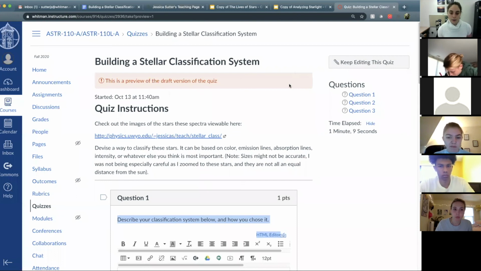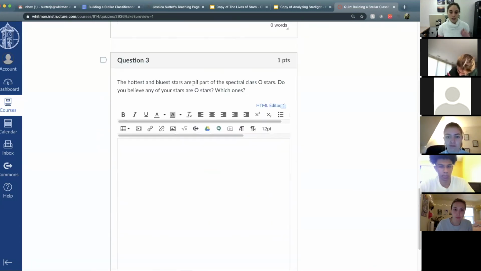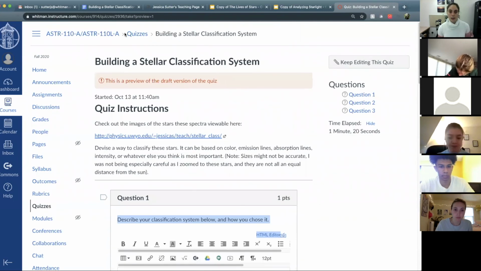And then there are also a few questions where I tell you a little bit about how astronomers classify stars, both by looking at an H alpha line and by looking at colors. So you're going to try to do your best to use that to see how you think astronomers might classify the stars in that image. When we come back together, we'll go more into detail in how astronomers classify stars. So this is just for you to think about what you think is most important when we classify star systems.